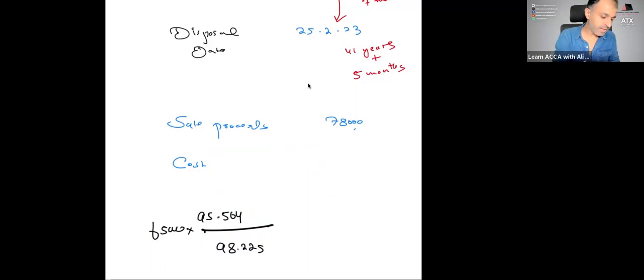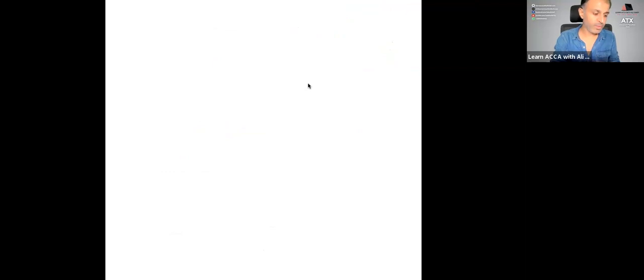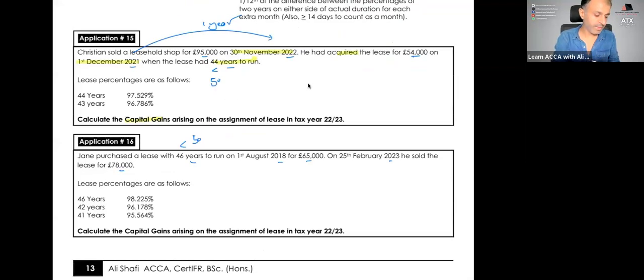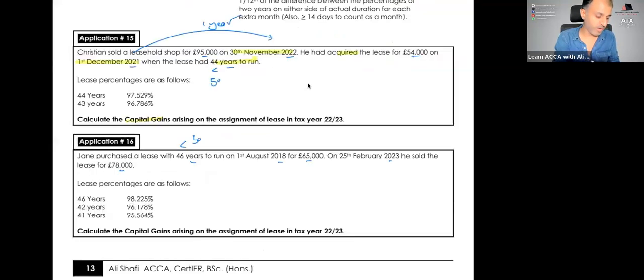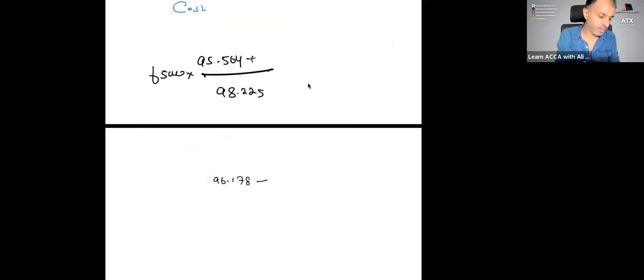And then I have to add the 5 months effect into it. I already have taken 41 years, and then I have to top this up with the effect of 5 months. And this will simply be mathematics. You have to take the least percentage of 42 years, which is 96.178, minus the least percentage of 41 years, 95.564.